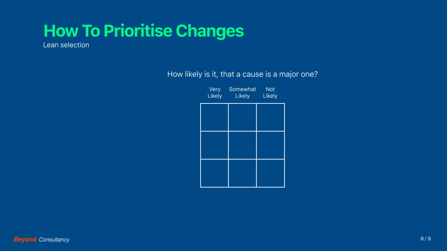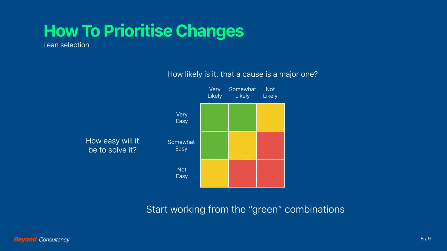unlikely? The second question is about the ease of solving a cause. Will it be very easy, somewhat easy, or will it be difficult? The answers need to be seen in combination with each other. The advice is to start the improvement actions from the green combinations. Evidently, the red combinations are not viable at this point.